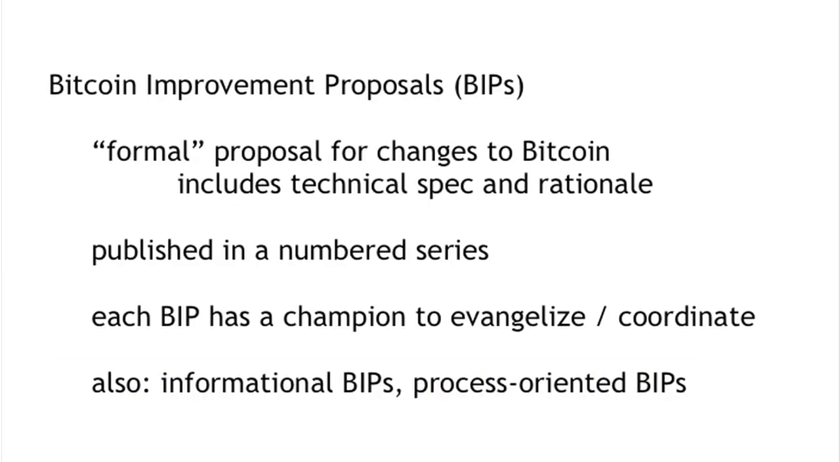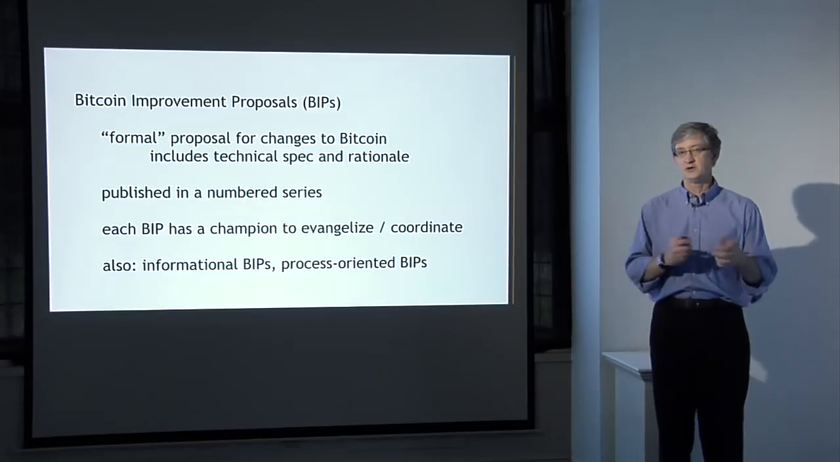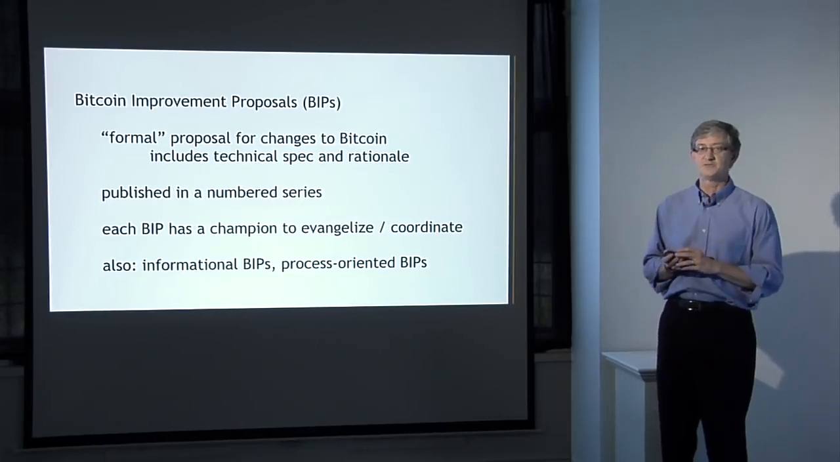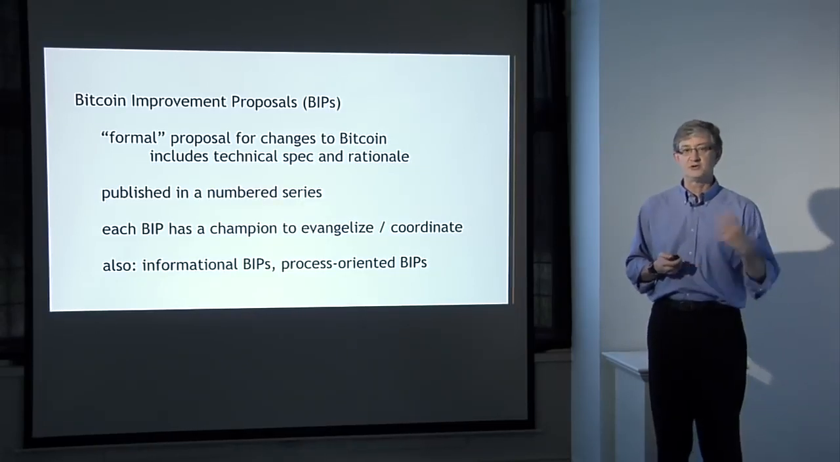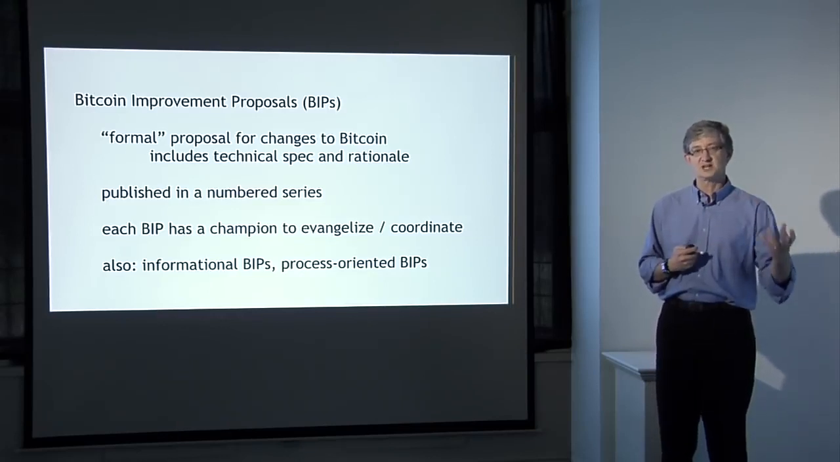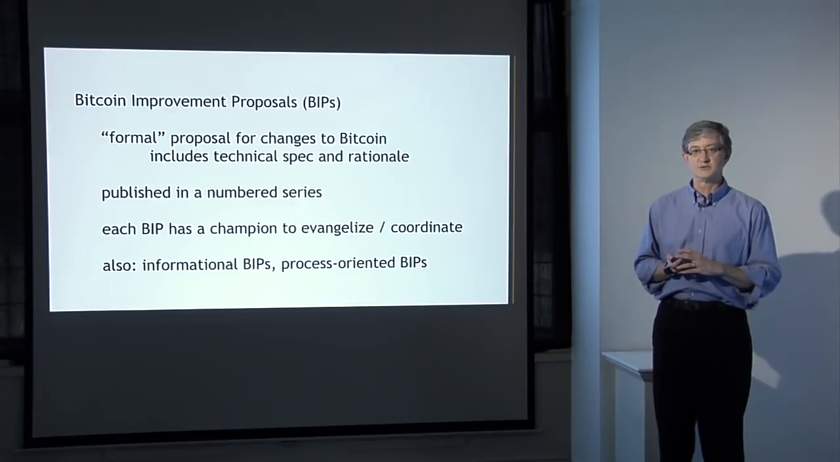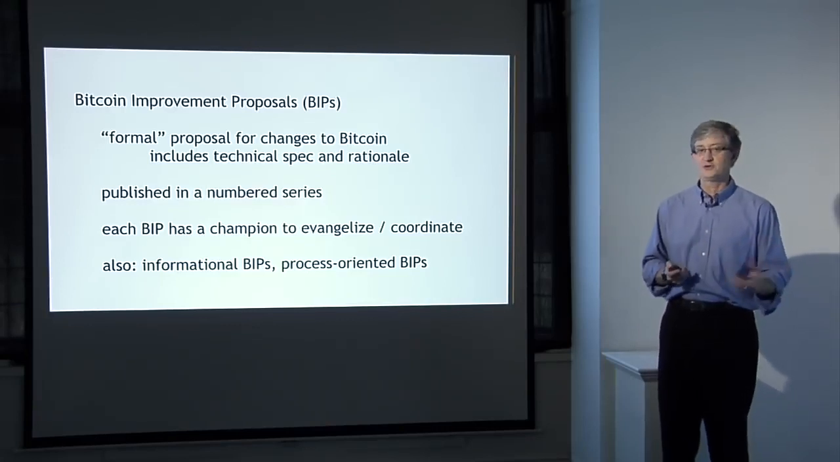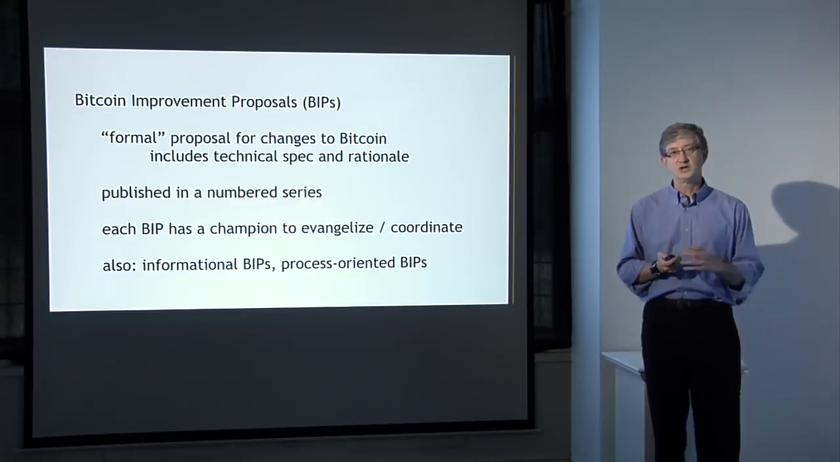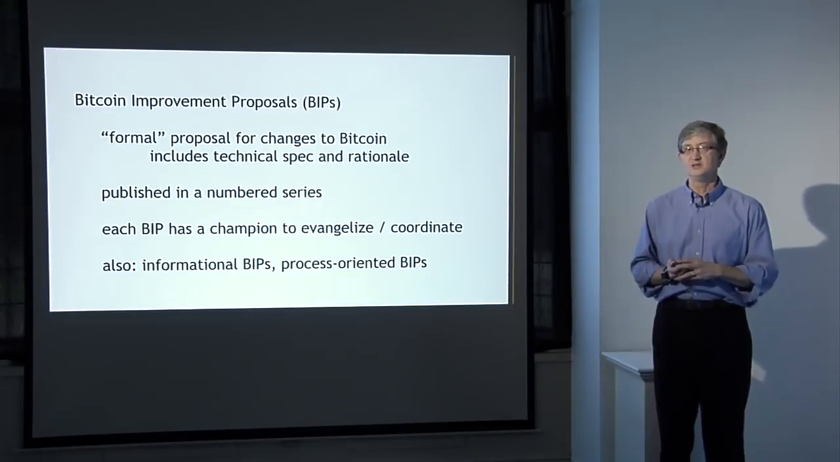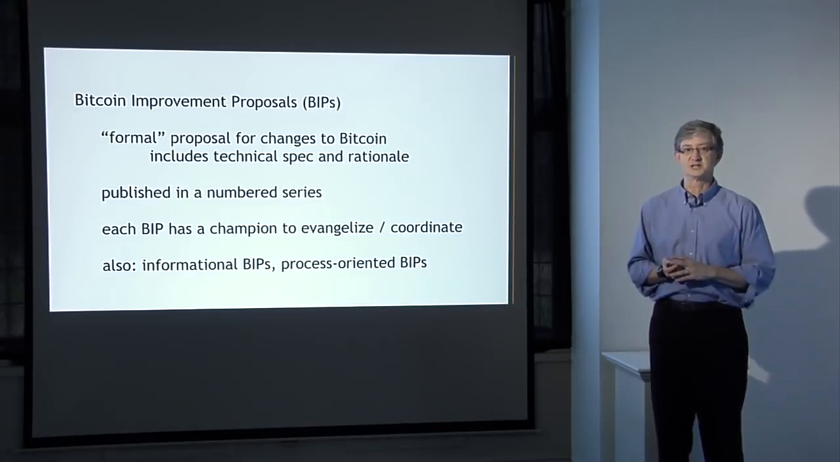Another related piece of machinery is Bitcoin improvement protocols, or BIPs. These are formal proposals for a change to Bitcoin. And typically, an improvement proposal will include a technical specification for a proposed change as well as a rationale for it. So if you have an idea about how to improve Bitcoin by making some technical change, you're encouraged to write up one of these documents, you're encouraged to publish it as part of the Bitcoin Improvement Proposal series, and that will then kick off a discussion within the community about what to do. They're published in a numbered series. Each one has a champion, that is sort of an author whose job it is to evangelize in favor of it, to coordinate discussion, and to try to build a consensus within the community in favor of going forward with or implementing a particular proposal.